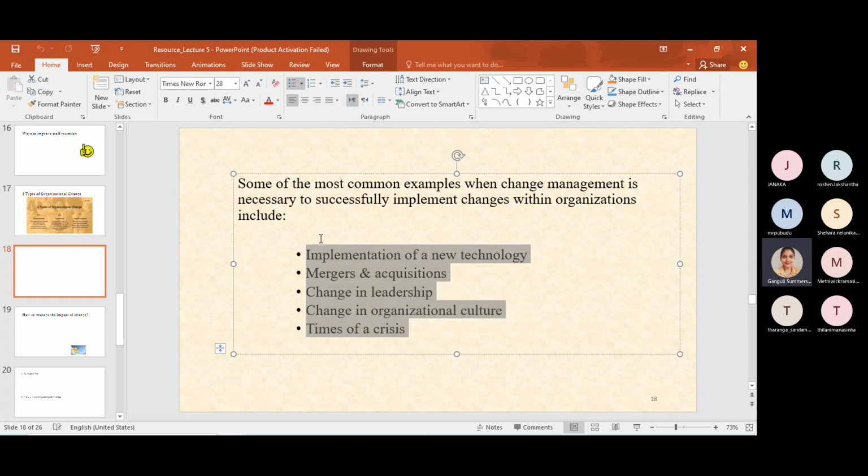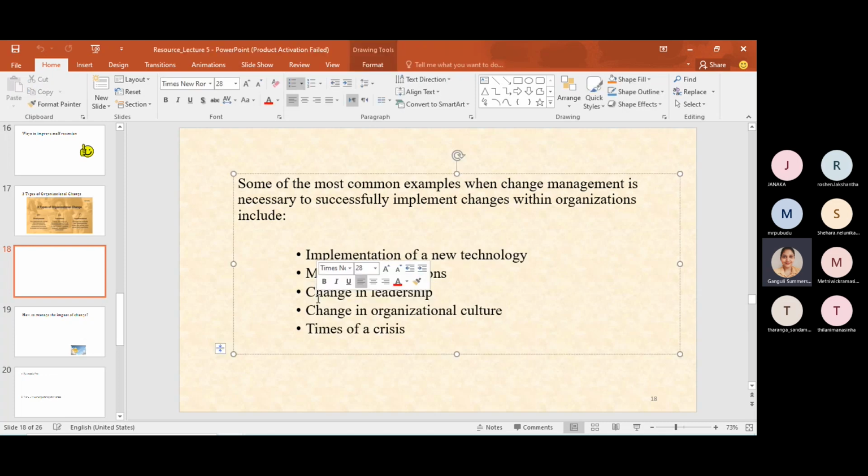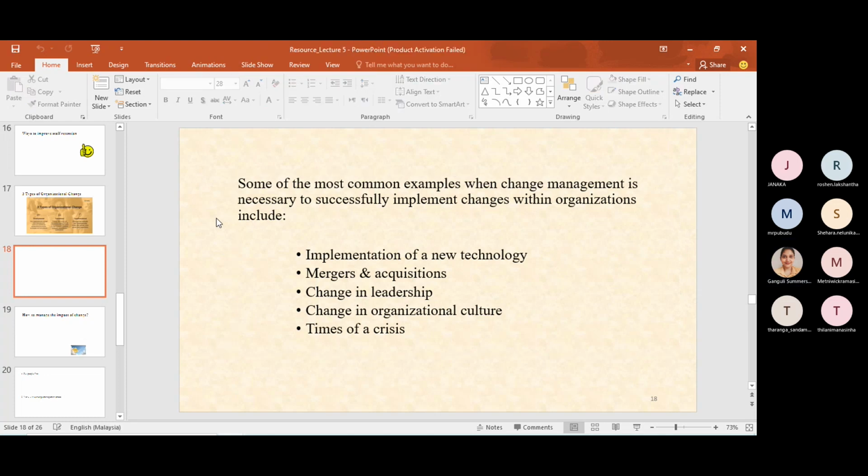Organizations might have to change because of the implementation of a new technology, because of mergers and acquisitions, because of changes happening in the leadership, because of changes happening in the organizational culture, or else because of times of crisis. So these are the reasons why organizations undergo changes. Now you know what the three types of organizational changes are and what the reasons for them are.